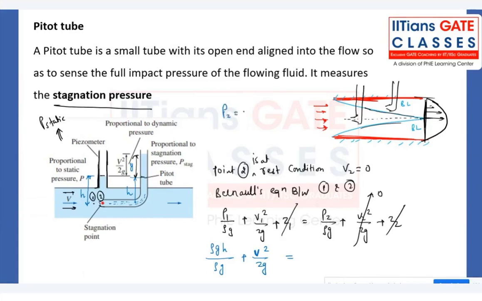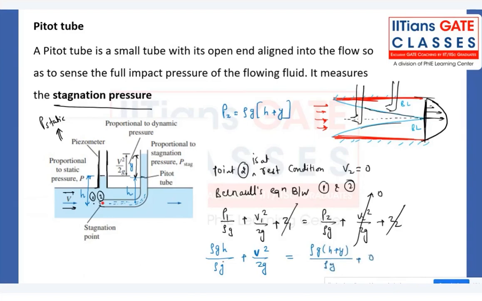So what can we write? P2 is rho g into h plus y. That is the total pressure value at point number 2, right? So rho g into h plus y divided by rho g plus 0.